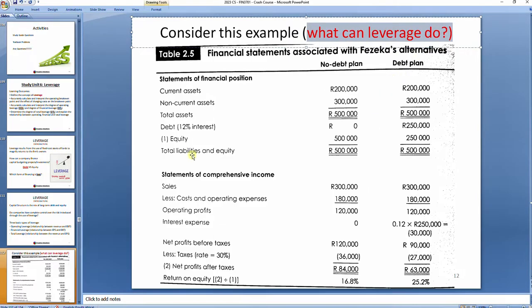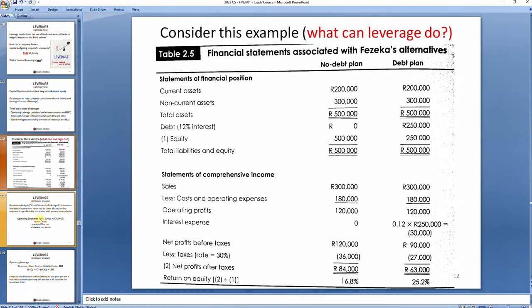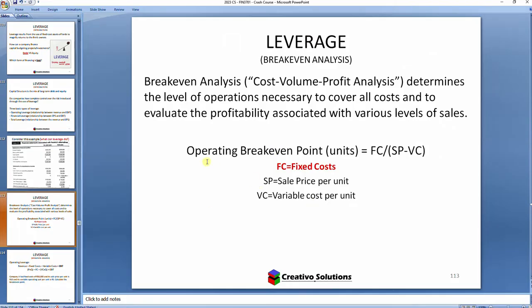So leverage, you have two types of leverage. You have operating leverage and you have financial leverage. Operating leverage is what are you doing with what you've got? Financial leverage is what sort of financing are you getting, and does that financing help you to generate better returns?